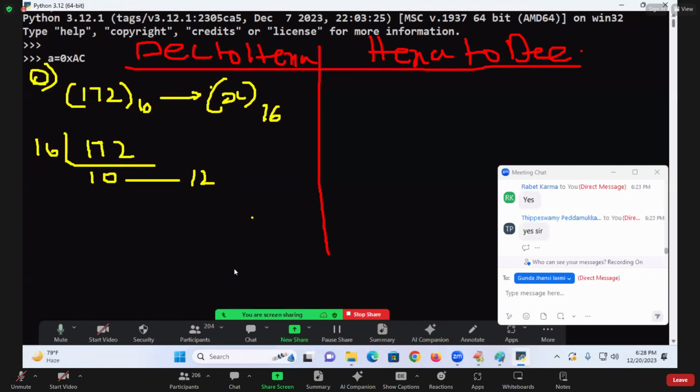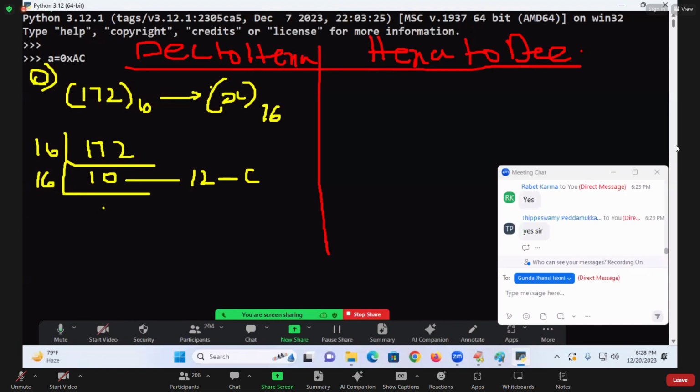The Unicode value of A is 65. In hexadecimal format, what is the value of A? A is 10, B is 11, C is 12, next D, E, F. Good. Now I got 12. 12 means C. Okay.